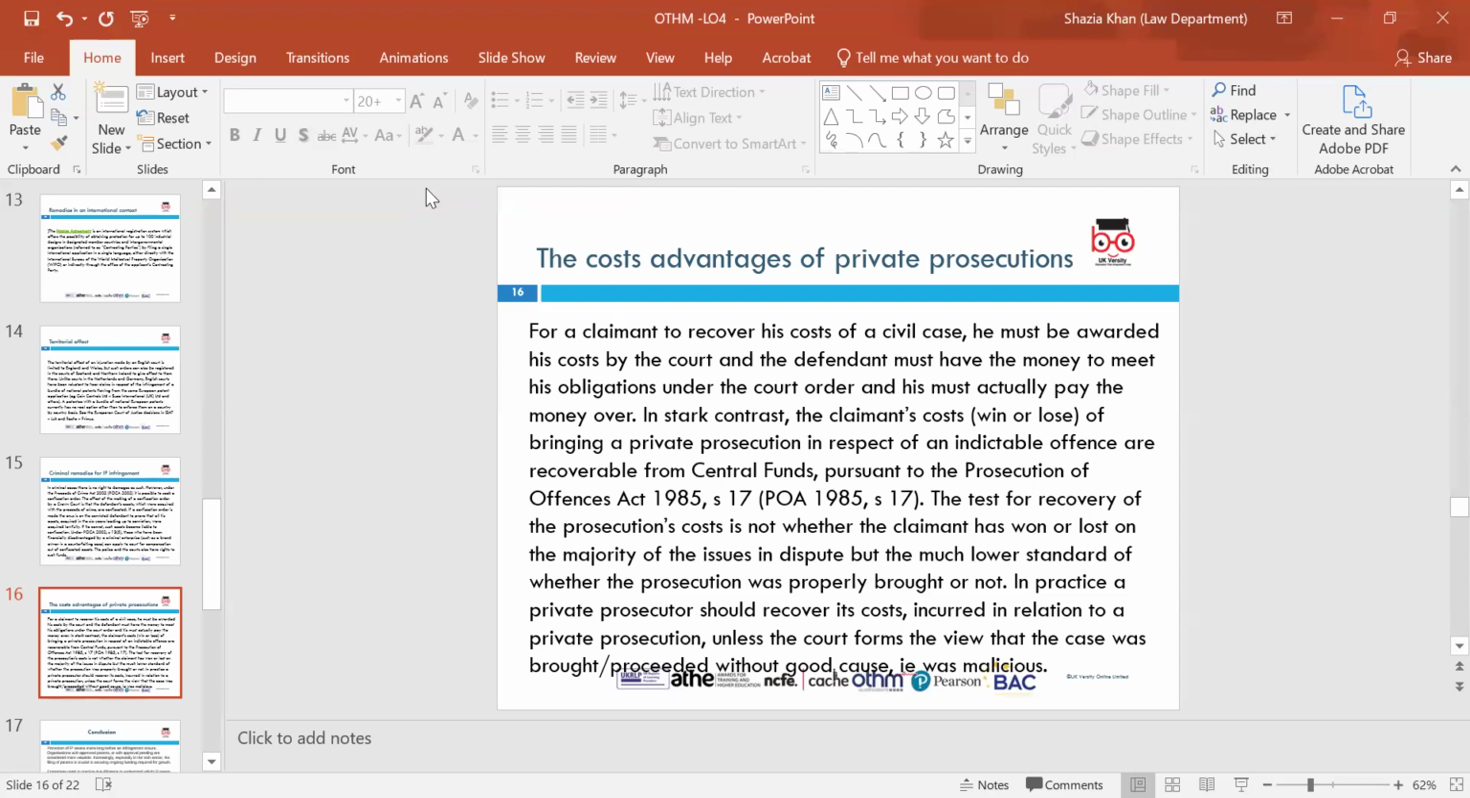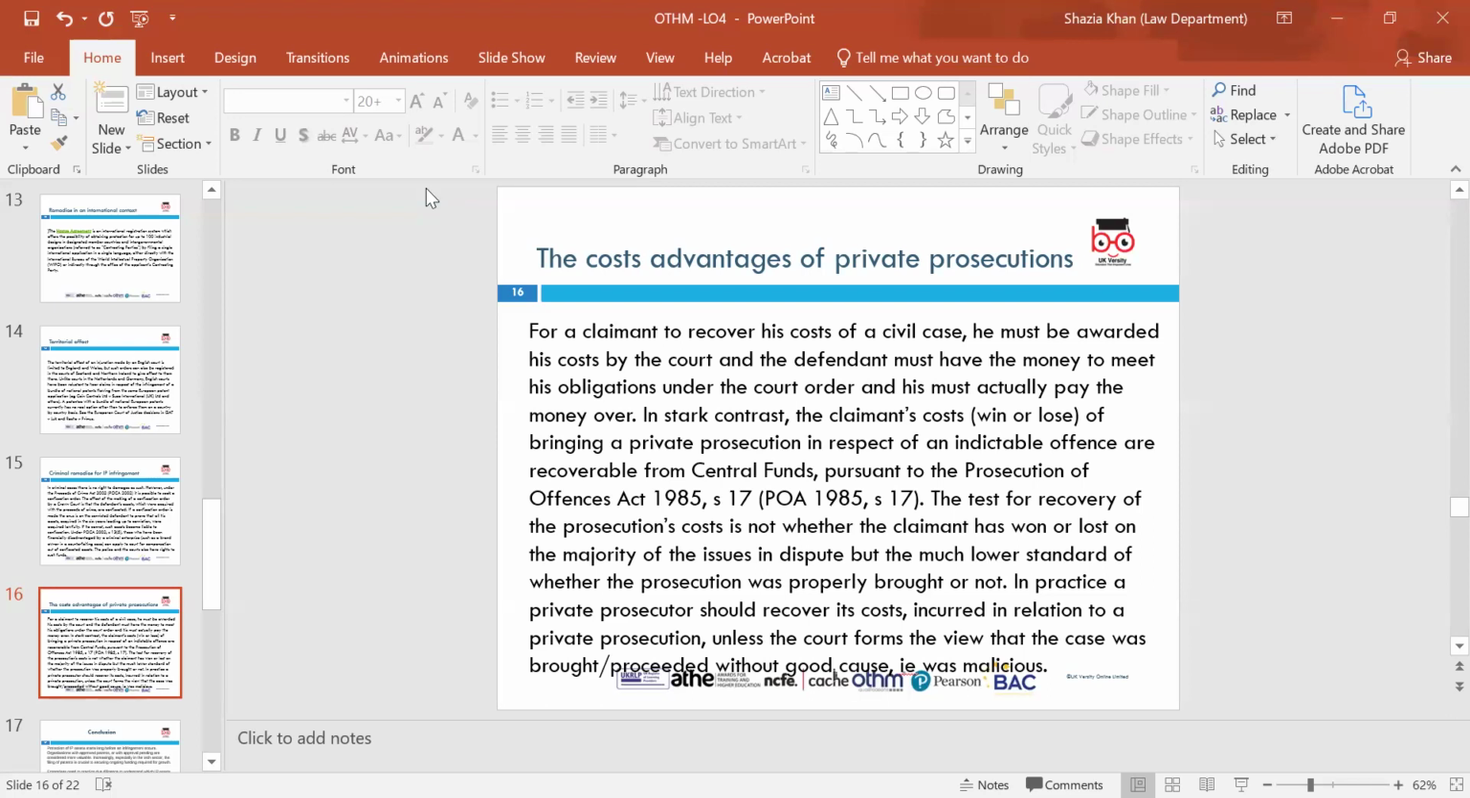So for a claimant to recover his costs of a civil case, he must be awarded his costs by the court, and the defendant must have the money to meet his obligations under the court order, and must actually pay the money over. In stark contrast, the claimant's costs, win or lose, on bringing a private prosecution in respect of indictable offences, are recoverable from central funds pursuant to the Prosecution of Offences Act 1985, Section 17.